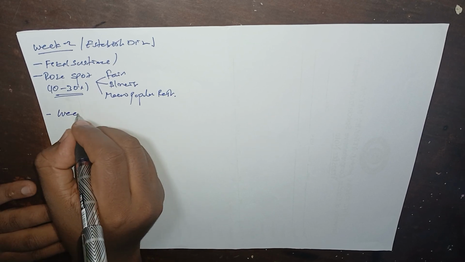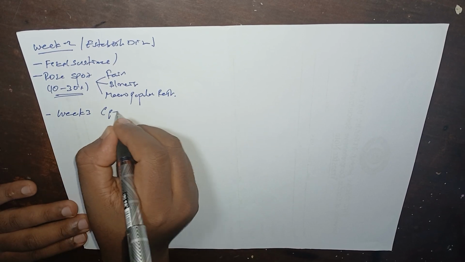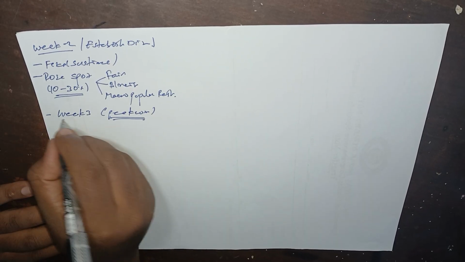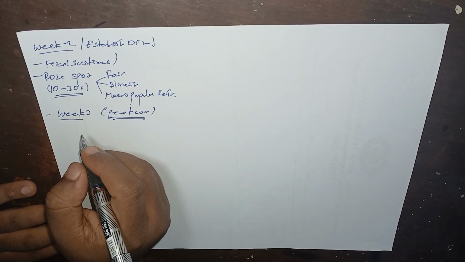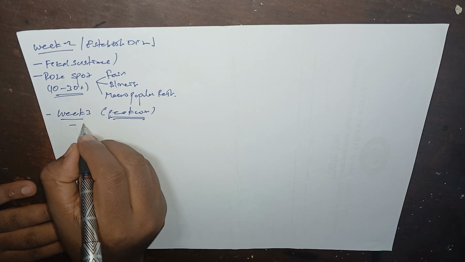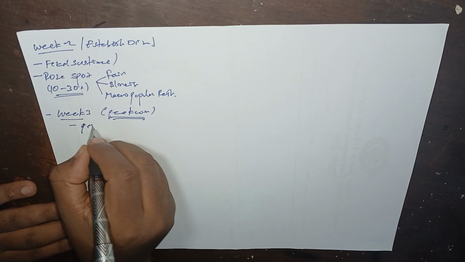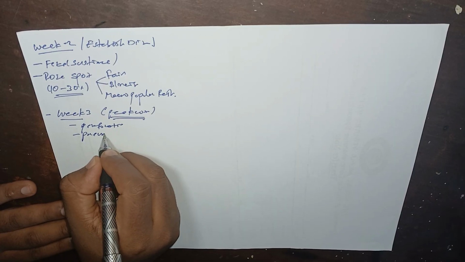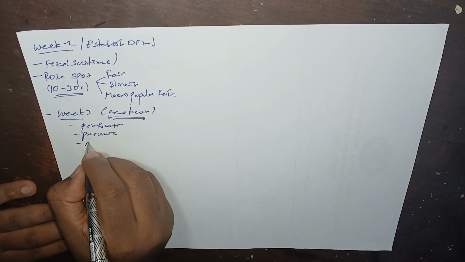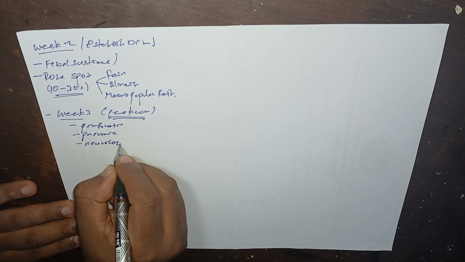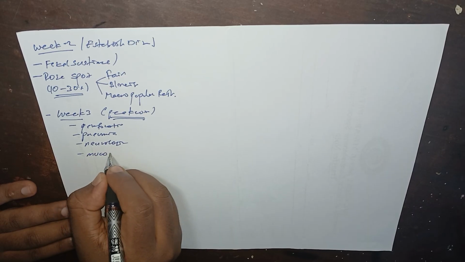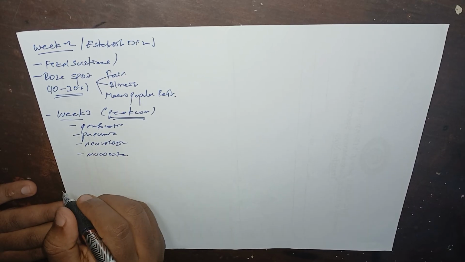The last one is week 3. This is where the peak complications of Salmonella Typhi happen. If left untreated, the patient could experience perforation, pneumonia, which is a systemic manifestation, and neurologic symptoms and mucocutaneous symptoms can also happen in these cases.